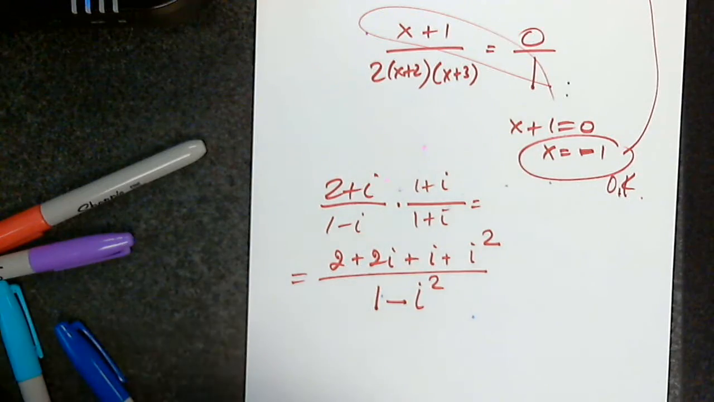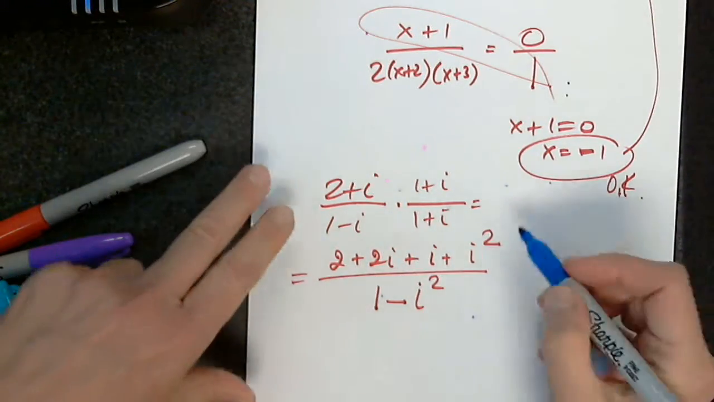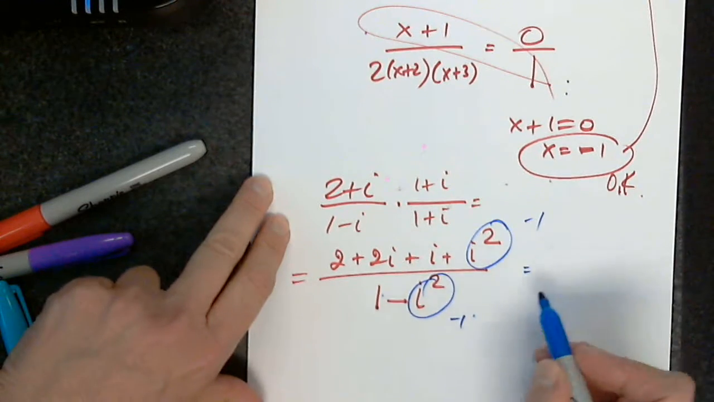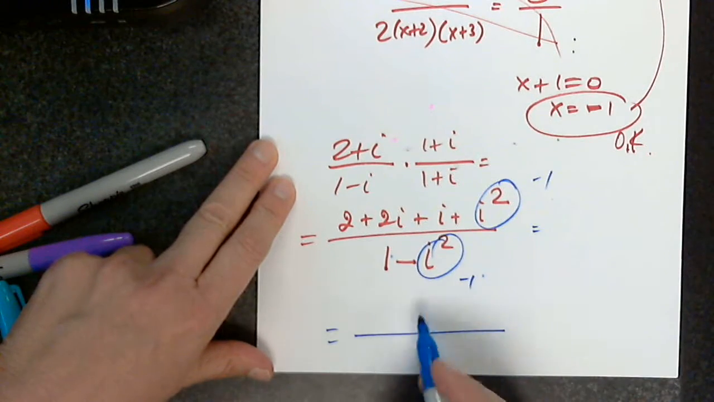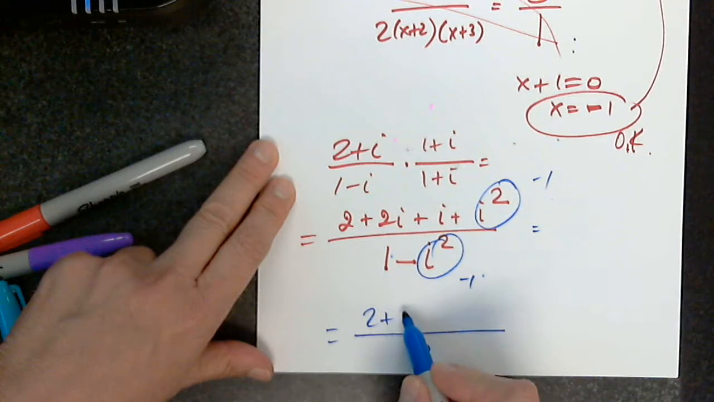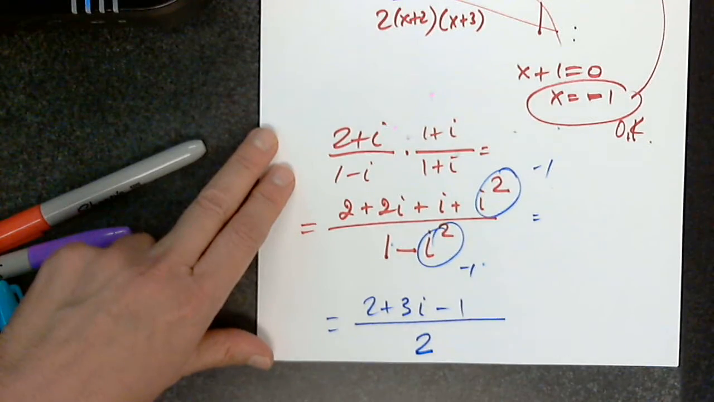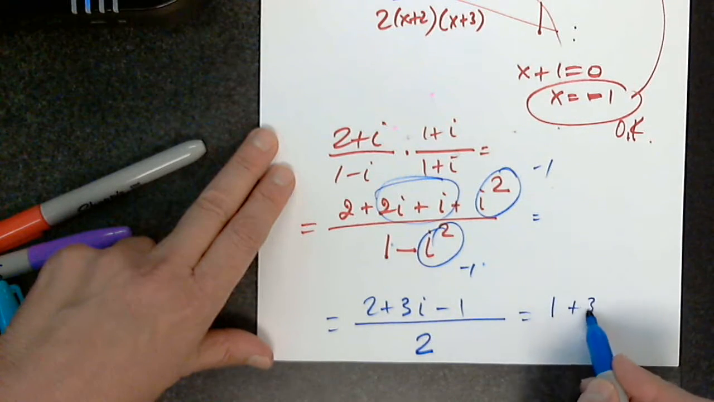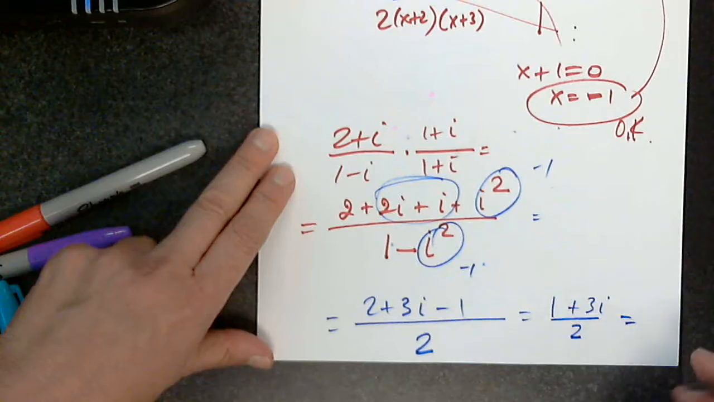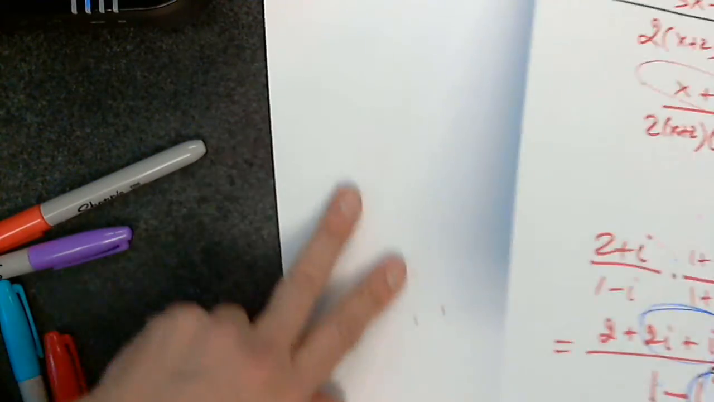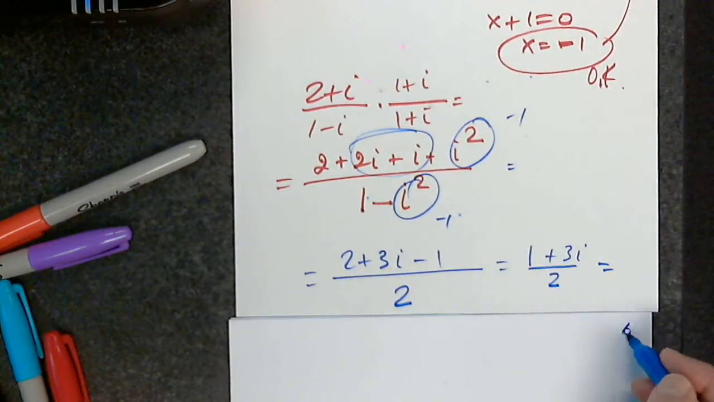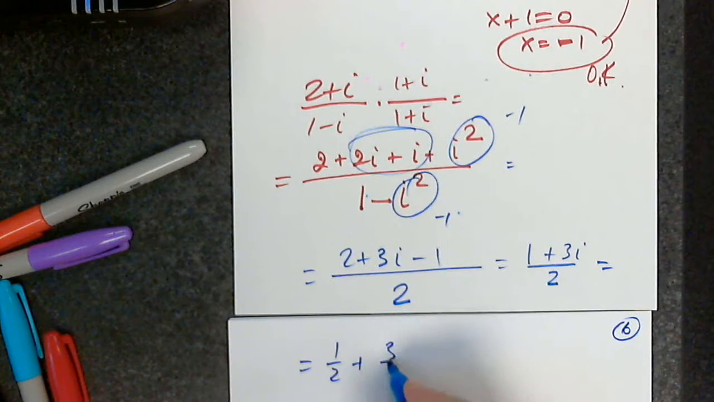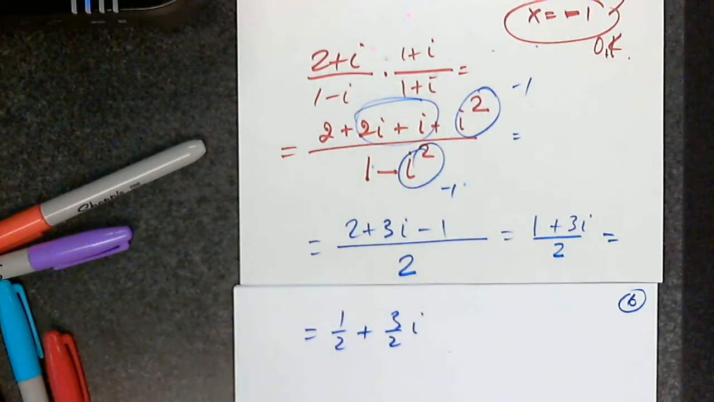What do I need to do next? Very good. You learned a lot this semester. So this is 2. And this is 2 plus 3i minus 1. This is 3i, and this is 2 minus 1. So this is 1 plus 3i over 2. I must separate it. We have to write complex numbers in their appropriate order. So 1/2 plus 3/2 times i. Good.